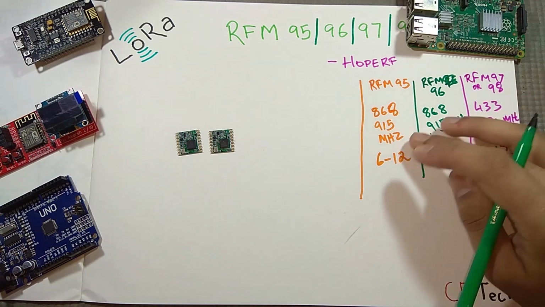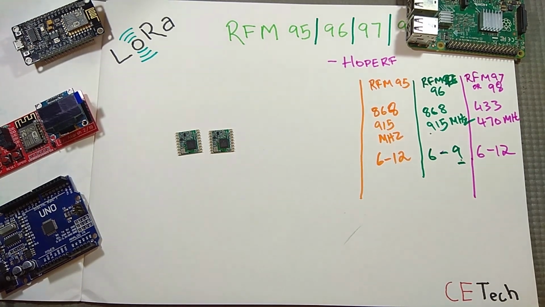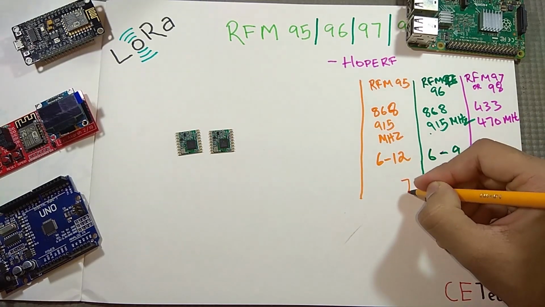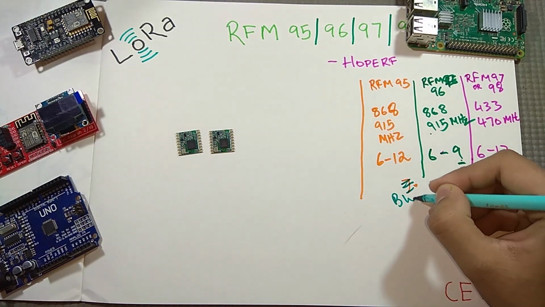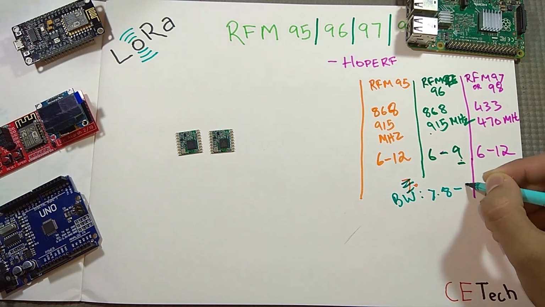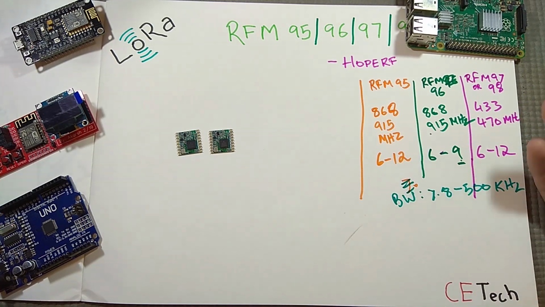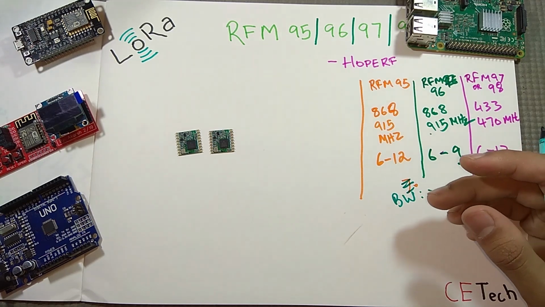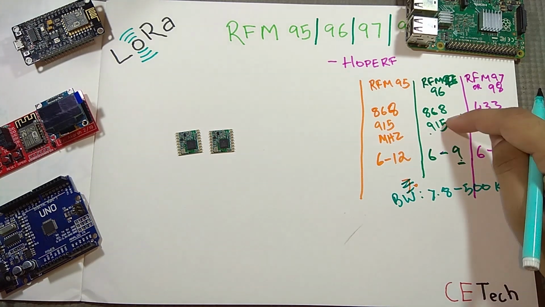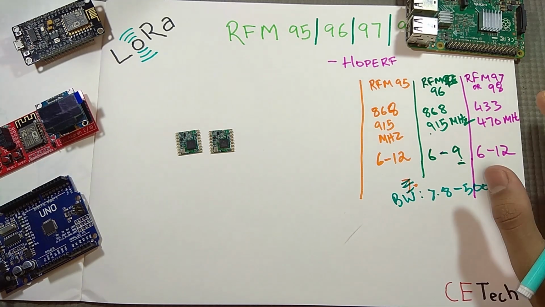Then the bandwidth is pretty much the same. That is 7.8 to 500 kilohertz. So I'll mention it like a universal thing over here. So the bandwidth is the same for all three. It's 7.8 to 500 kilohertz. The bitrate is also the same, equally the same. It's on the lower range. This has a little bit lower bitrate available as well, but that is pretty much fine.